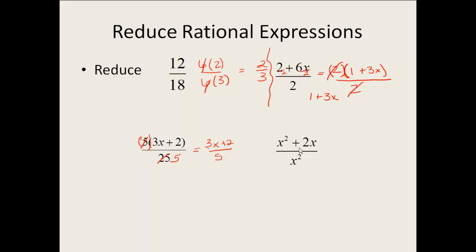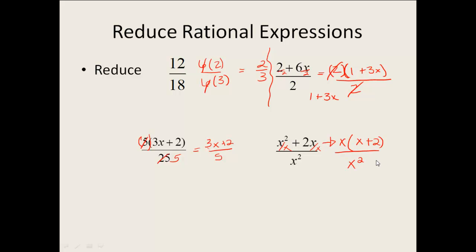And the last one for there. I cannot cross out these x squareds because my numerator is not in terms of multiplication yet. So I have to basically factor it. I have to try to pull out a monomial. And as I look at my x squared and my x, the biggest thing that they have in common is x. So when I pull that x out, I am left with x plus 2, and on the bottom I have x squared.